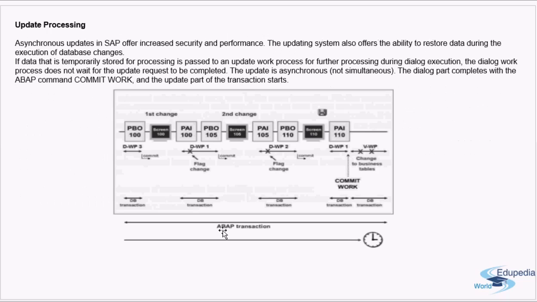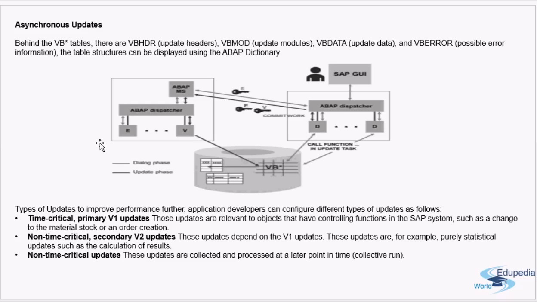The third type of work process we have seen is the update work process. SAP updates are asynchronous in nature. Once the dialog work process completes its task, it will hand over the actual database updations to the update work process when it encounters the commit work command. Then we have two types of updates, V1 and V2. V1 are time critical, V1 has to be processed first, and later V2 updates are to be processed.